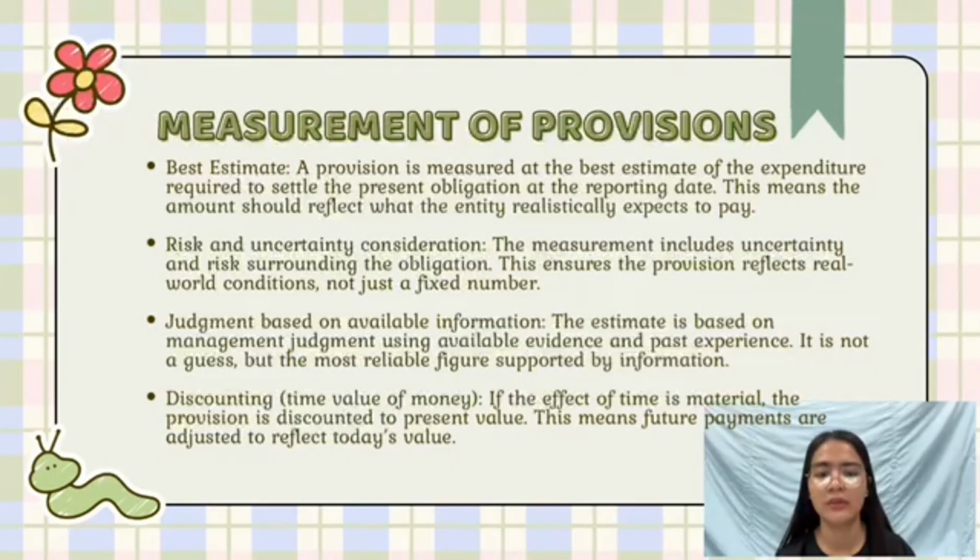Judgment based on available information. The estimate is based on management judgment using available evidence and past experience. It is not a guess, but the most reliable figure supported by information. Discounting, time value of money. If the effect of time is material, the provision is discounted to present value. This means future payments are adjusted to reflect today's value.